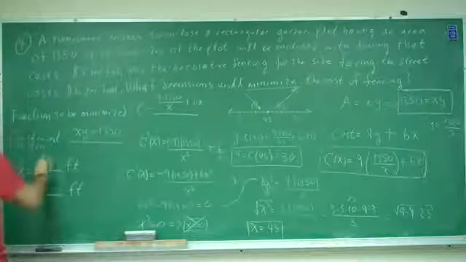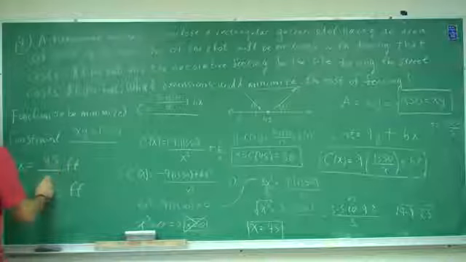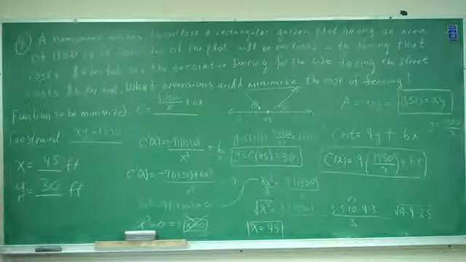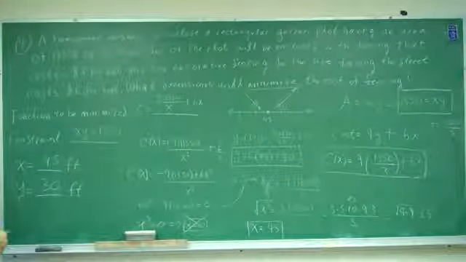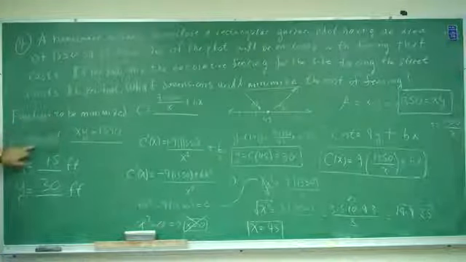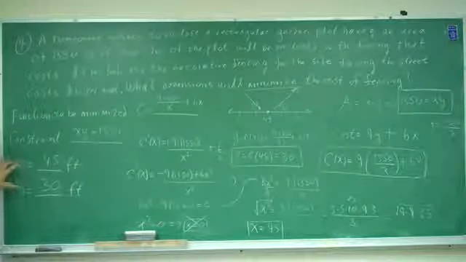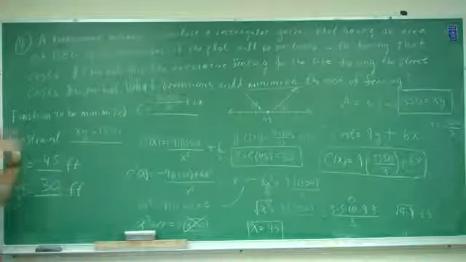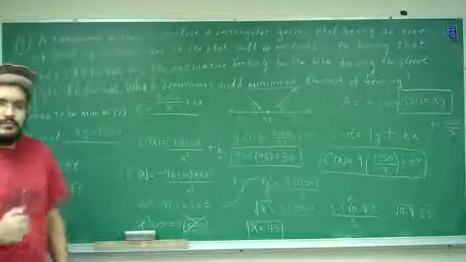So then here we'll have 45, and we'll have 30 here. And that's it. That's all they asked for. That's the cost function, constraint, x and y. These are the x and y values that minimize the cost. Alright.